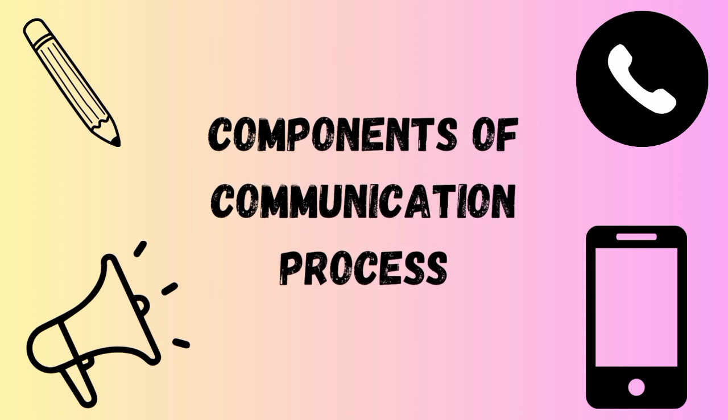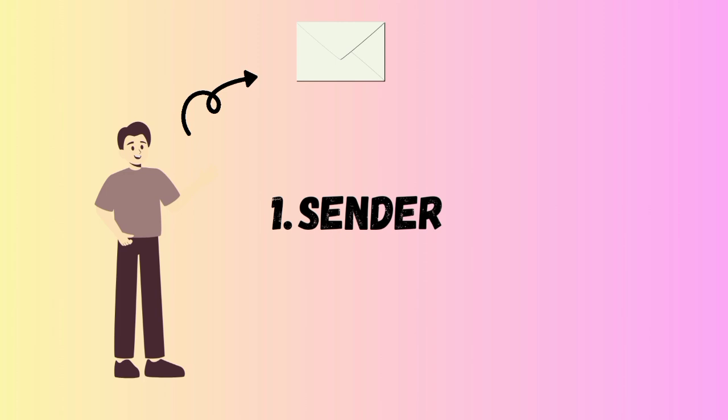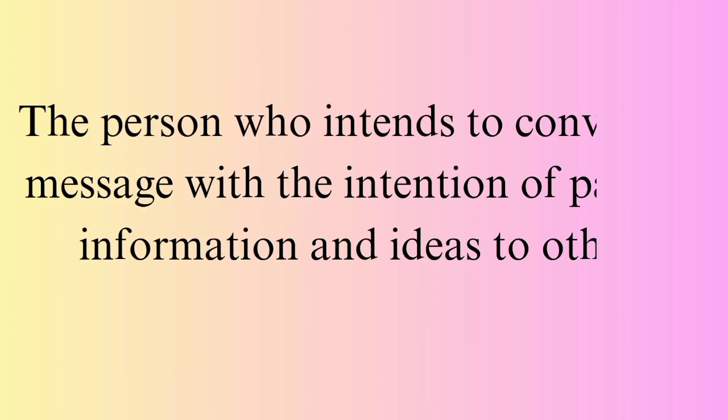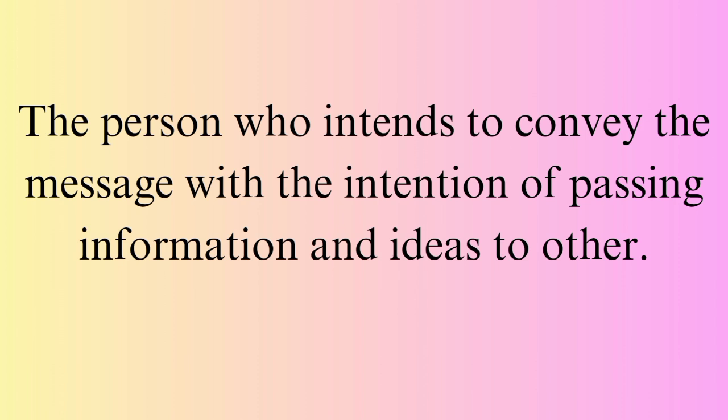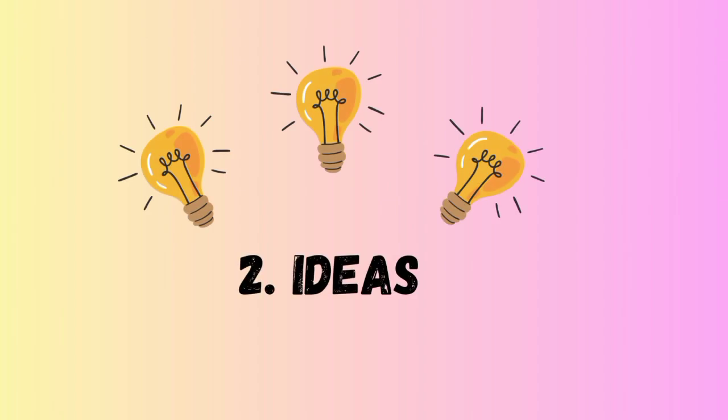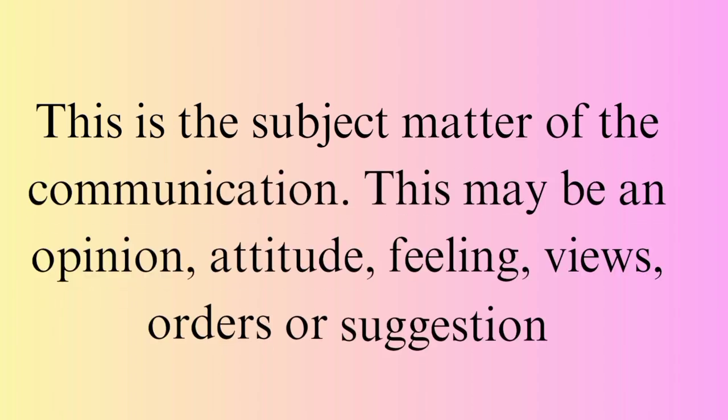Components of communication process. 1. Sender. The person who intends to convey the message with the intention of passing information and ideas to others. 2. Ideas. This is the subject matter of communication. This may be an opinion, attitude, feeling, views, orders, or suggestion.